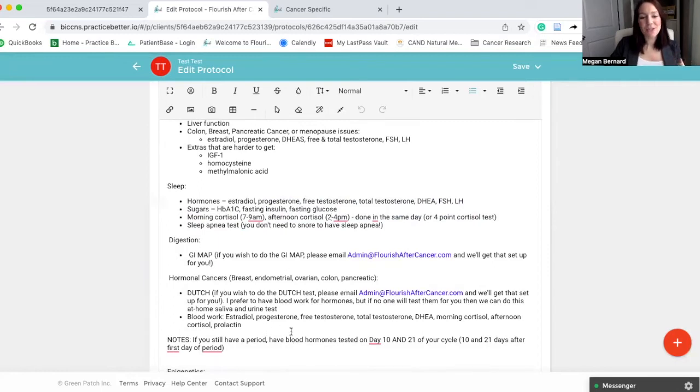These are just things that we think about whenever people present with certain health conditions or symptoms, of what we would like to see done with regards to objective markers.